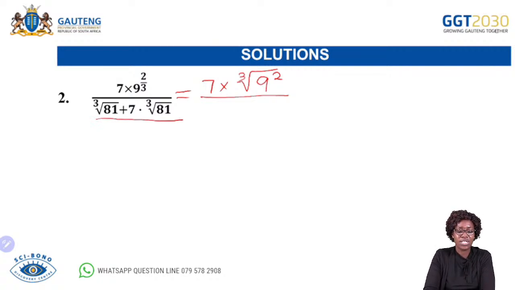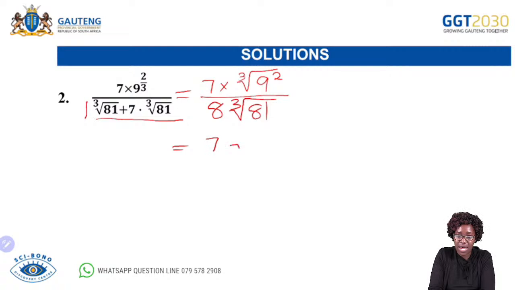So there is no need for us to find the cube root of these two terms because it's going to make our working a little bit messy. So rather, let's just add these two like terms. So it's 1 of the cube root of 81 and a 7 of the cube root of 8. So when we add them, I'm going to end up with 8 cube roots of 81. Right, now the square of 9 there gives us 81. So this becomes 7 multiplied by the cube root of 81. And then this is divided by 8 cube root of 81.